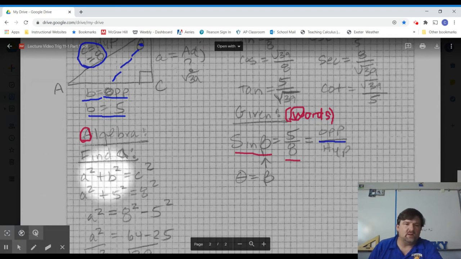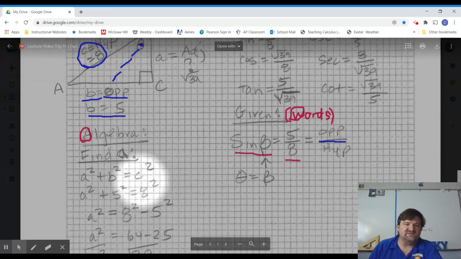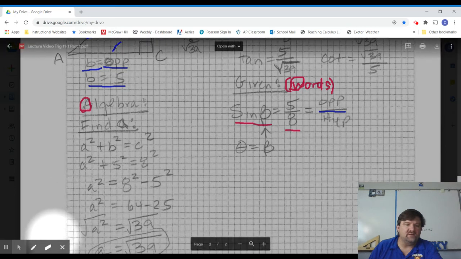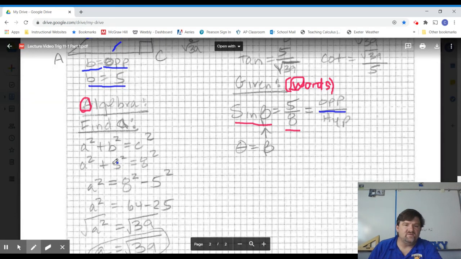If I know those pieces, let me slide down just a little farther. Then all I have to do is take Pythagorean's theorem, because it is a right triangle. I know what c is, it's 8. I know what b is, it's 5. I did a little bit of math here for you guys. I subtracted 5 squared from both sides, so that's going to disappear. Gives me this. And then I know that 8 squared is 64, 5 squared is 25. Well, I get 39.